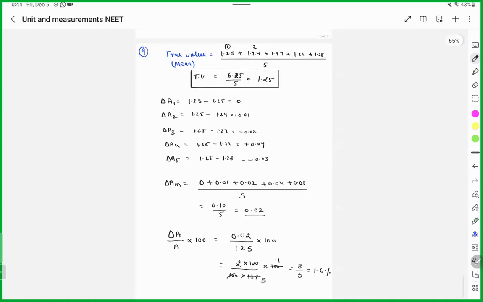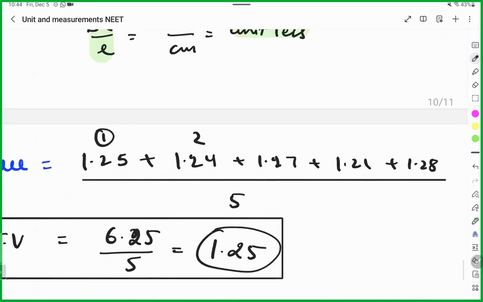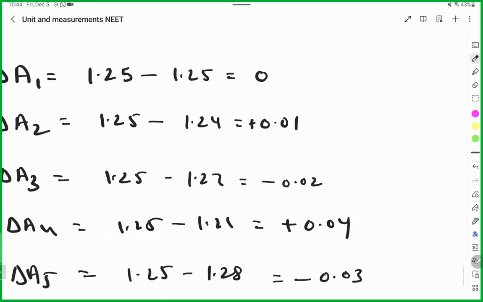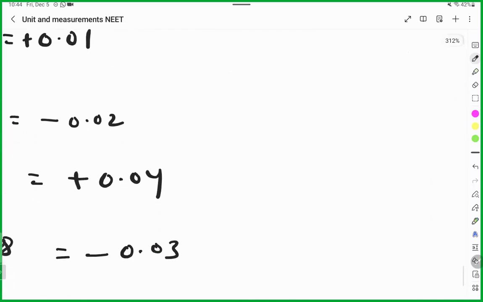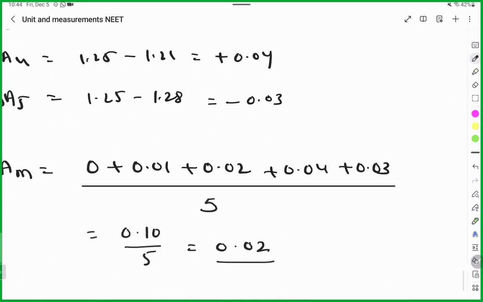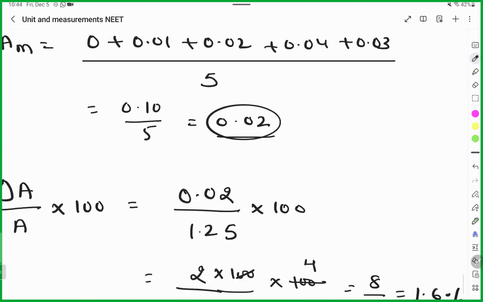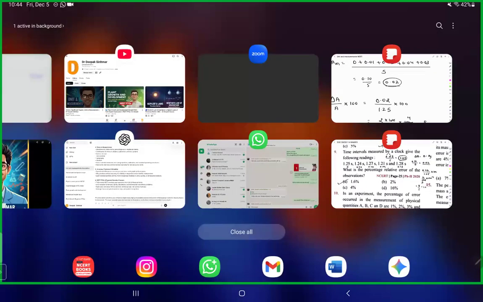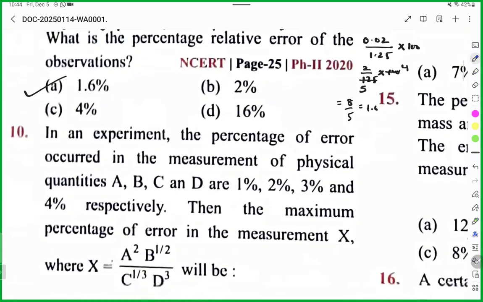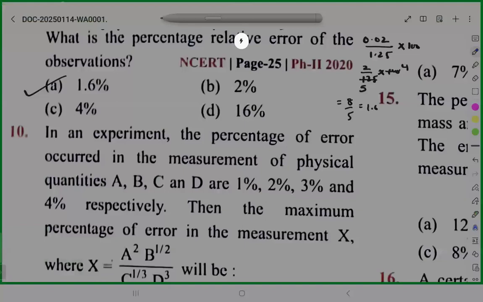What I did there, I just added all these values and divided by 5 and I got this answer. Then I simply took their difference directly. I didn't write the previous part, I simply took this part only. Then when I add all of them and divide by 5, I got this answer 0.02. And then I take the ratio, delta A by A multiplied by 100. Yes or no, guys? Understood, everybody? Yes, sir. To solve this question without options, I am coming in 2 minutes.